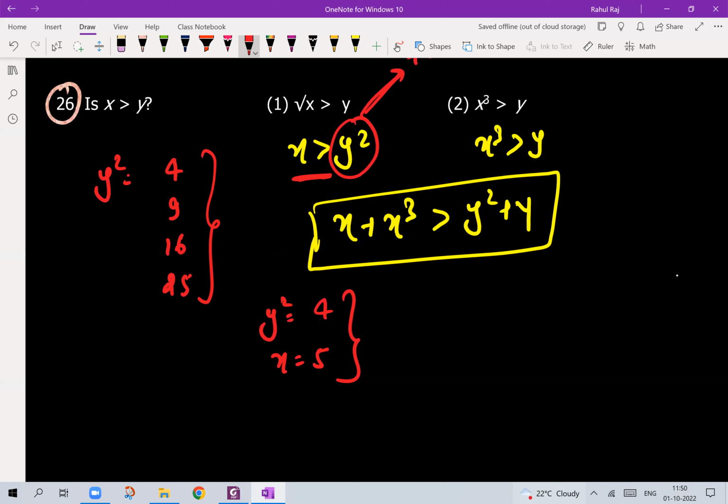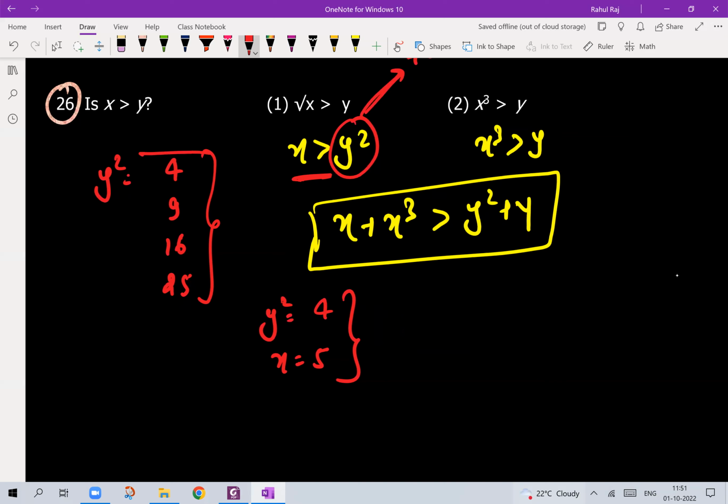Tell me this. I'm not comparing between x and y. Option number 1, because my question is asking, is x greater than y? If I look into option number 1 independently, it says x is greater than y square, I can say x is greater than y or x could be less than y, not sufficient. But now I'm not playing with x and y at all. I'm trying to say, in option number 1, it says x is greater than y square.